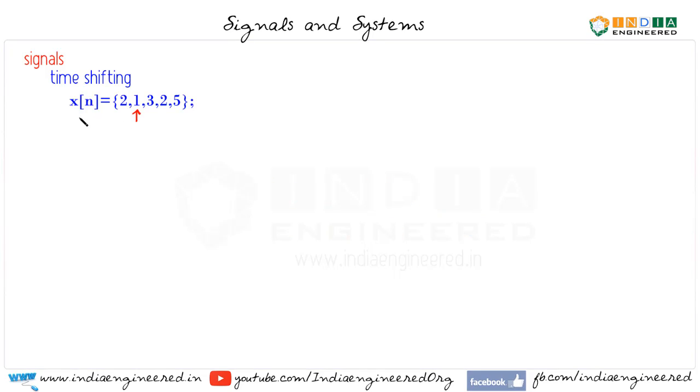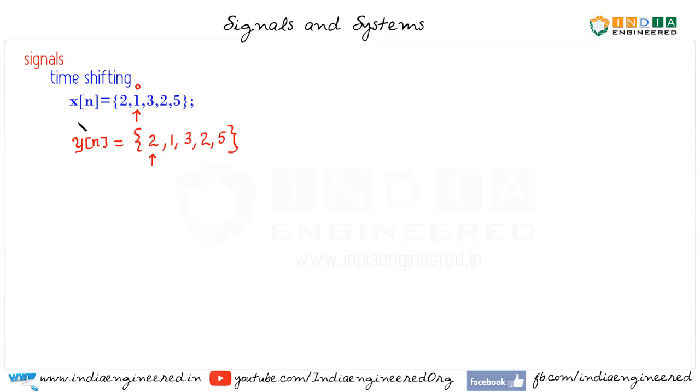Now let's say we have this signal which is discrete, that is x of n is 2, 1, 3, 2, 5. The value of x of n at n equal to 0 is 1. Let's say I want to shift this signal to the right by 1 position. That means I need a y of n which is equal to, when the signal is shifted right by 1, the origin should be at 2, 1, 3, 2, 5.